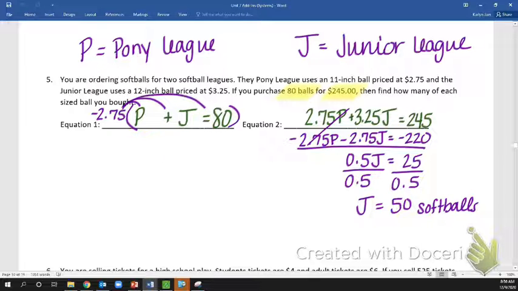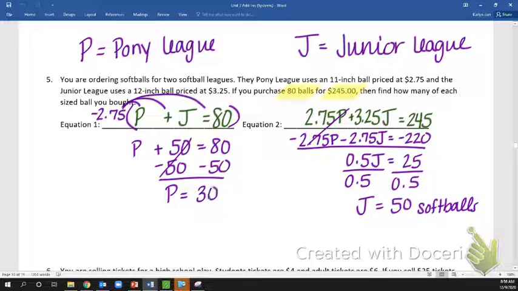So we substitute this back into the first equation. Again, because the first equation doesn't have decimals, it's a little bit easier. The amount of Pony League softballs they ordered, plus the 50 softballs they just ordered for Junior League, has to equal the 80 total softballs that they ordered. So we subtract 50 here, and we get that P equals 30 softballs.